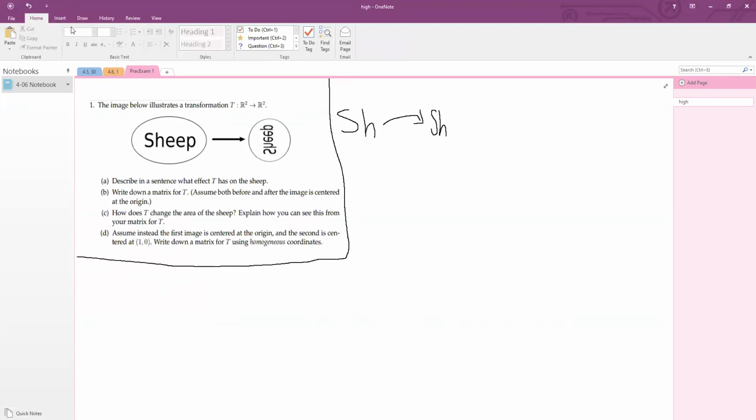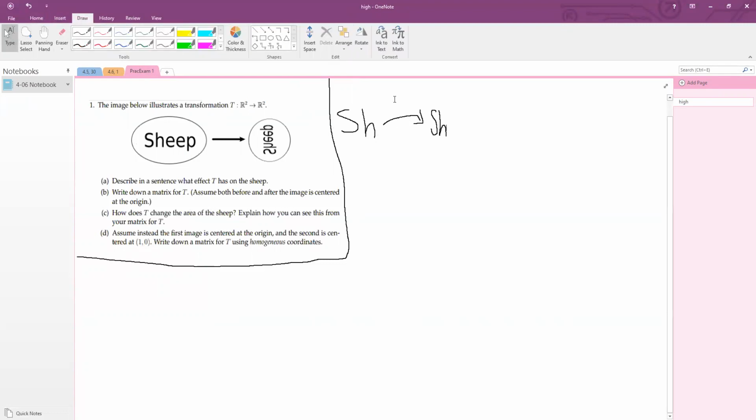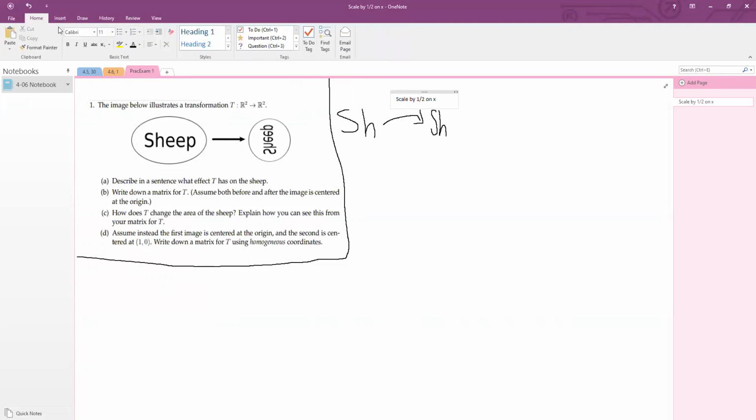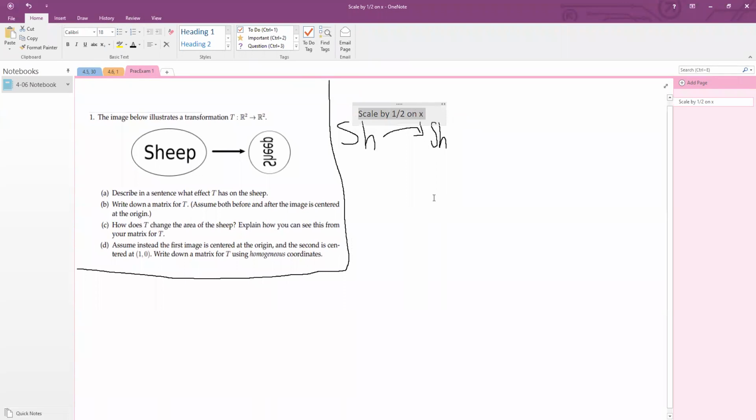So I'm going to type this so that it's easier to see. I'm going to say maybe scale by 1/2 on X. Okay, so in the X direction, so horizontally, we are scaling it down 1/2. There we go. All right, so that's the first thing.